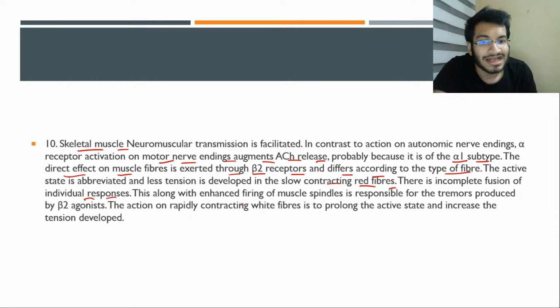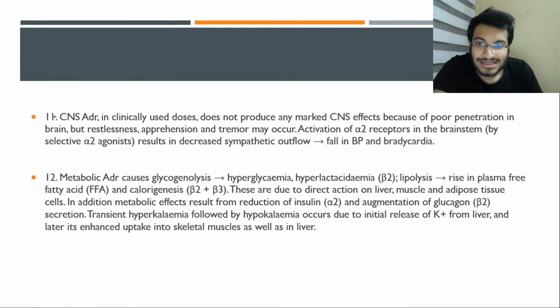This, along with enhanced firing of the muscle spindles, is responsible for the tremors produced by beta 2 agonists. The action on the rapidly contracting white fibers is to prolong the active state and increase the tension developed. Then in the CNS, adrenaline in clinically used doses does not produce any CNS effects because of its poor penetration in the brain, but restlessness, apprehension and tremor may occur.